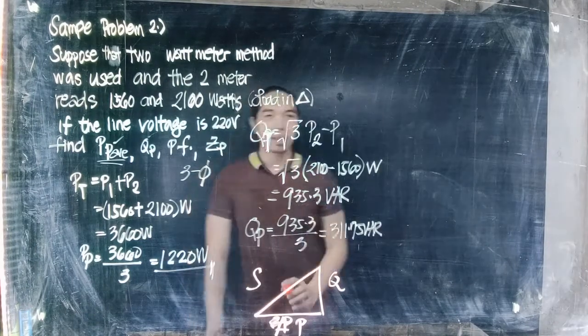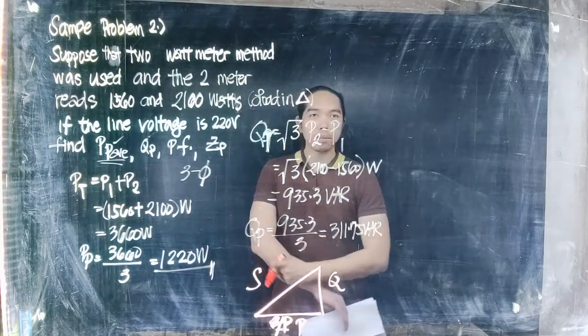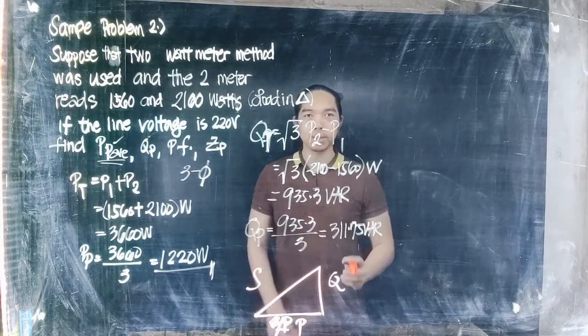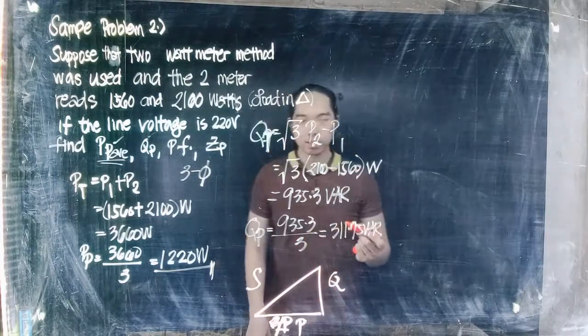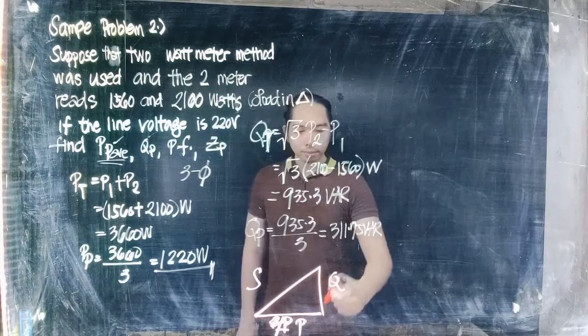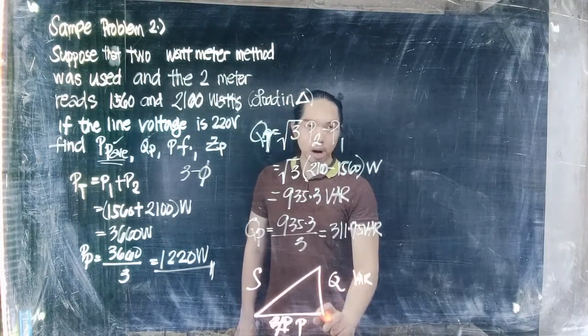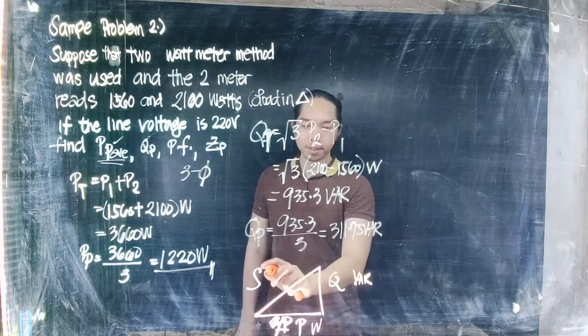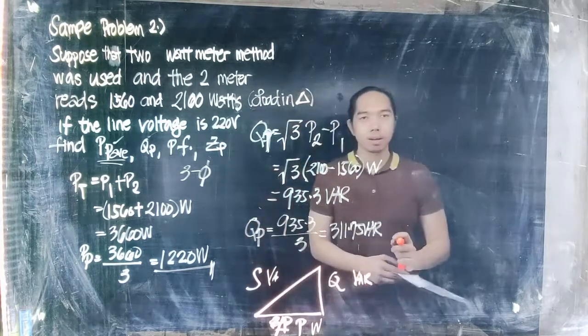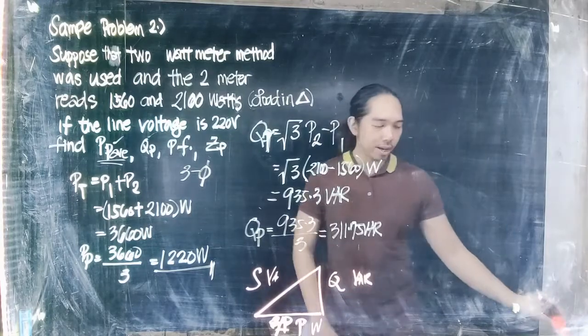Going to the picture I gave you, so you can remember this, just look in the group chat. Q is in VAR, P is in watts, S is in VA. So how do we now solve this?